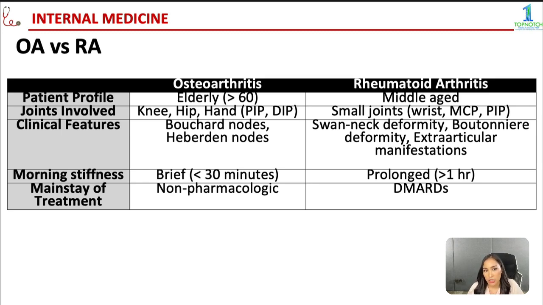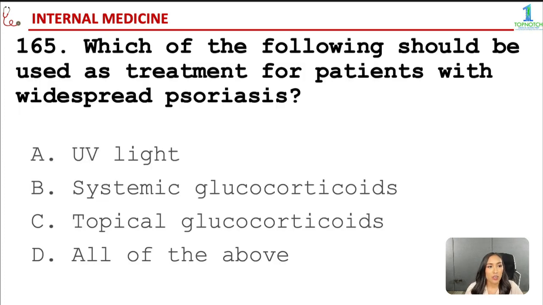Small joints, yung wrist, MCP, and PIP. Meron tayong characteristic deformities, swan neck, boutonniere, extra-articular manifestations like yung sa pleuritis, sa cardiac valves. And usually, morning stiffness is prolonged. And the mainstay of treatment is DMARDs. Remember the differences, ha? 165.